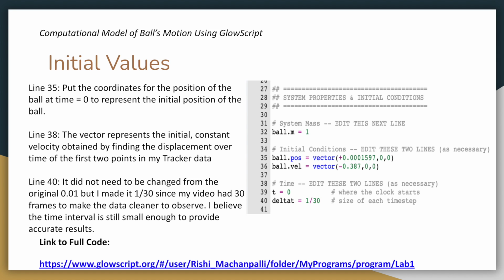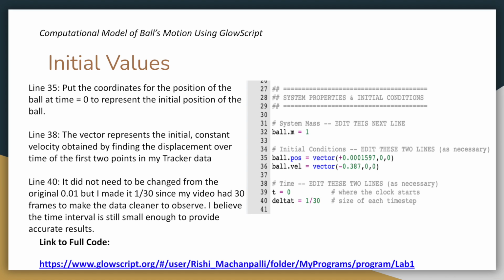For the initial values in line 38, I didn't edit the mass since I wasn't able to find a scale to accurately weigh it, but I also knew that mass does not matter when calculating the velocity. In line 35, I put the coordinates for the position of the ball at time equals 0 to represent the initial position of the ball. In line 38, the vector represents the initial constant velocity obtained by finding the displacement over time for the first 2 points of my Tracker data.